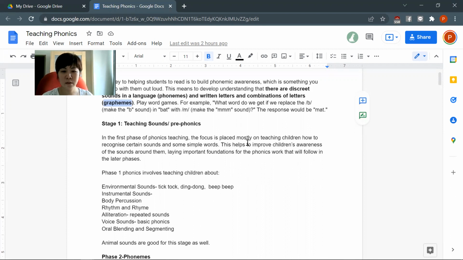Except when it makes a k sound. Certain words it will make a k sound similar to a K, like chiropractor. It makes a k, but we have church where it makes a ch. Okay, anyway, so this is graphemes.